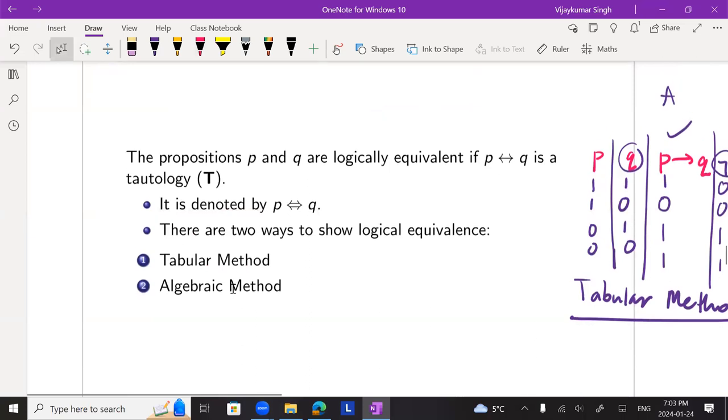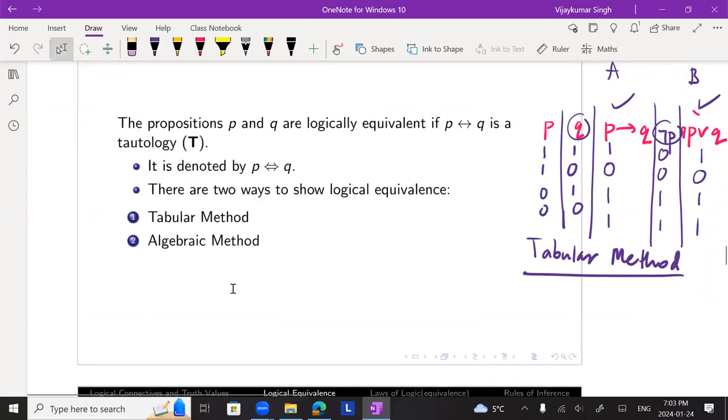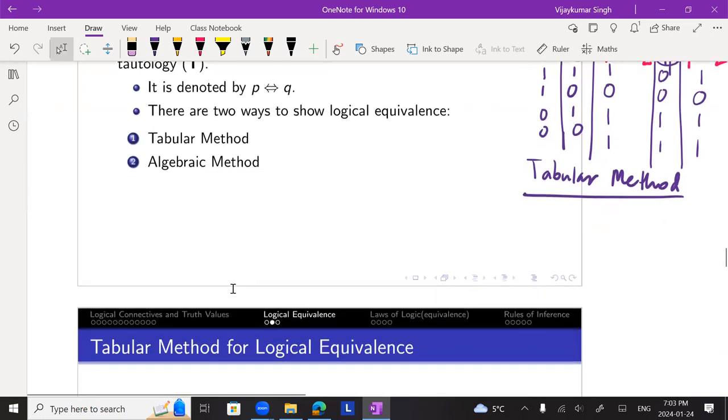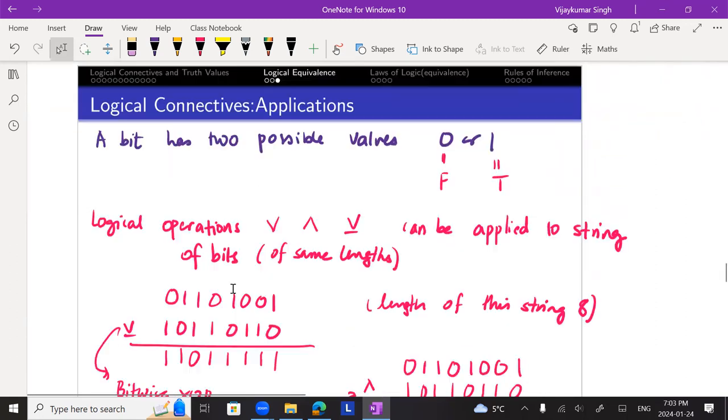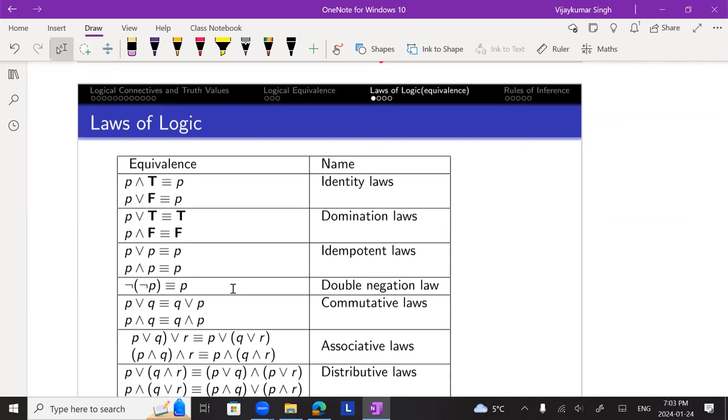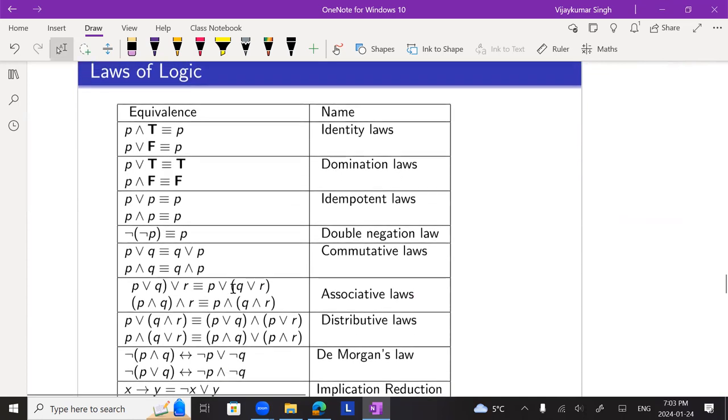Now, let's go back. We talked about logical equivalence. We said two statements are logically equivalent if they have the same distribution of truth values, or if the biconditional of the two statements is a tautology. Now, how do we prove that? One method is the tabular method, which we already covered. The other method is using laws of logic. These are existing laws which we can prove, and they help us prove slightly more complicated statements.